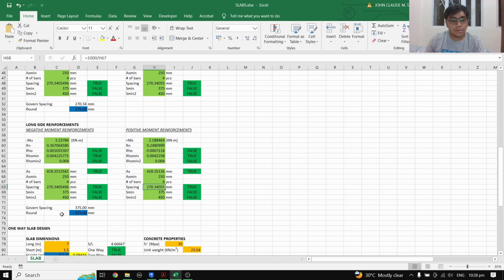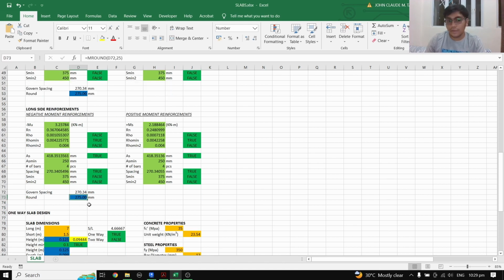So as you can see here, the governed spacing is not reflected because we chose the pre-made non-governing spacing, so we need to correct it sometimes. So now we can get our spacing, which is not 275, should be either 270 or 265, because the smaller the spacing the better.